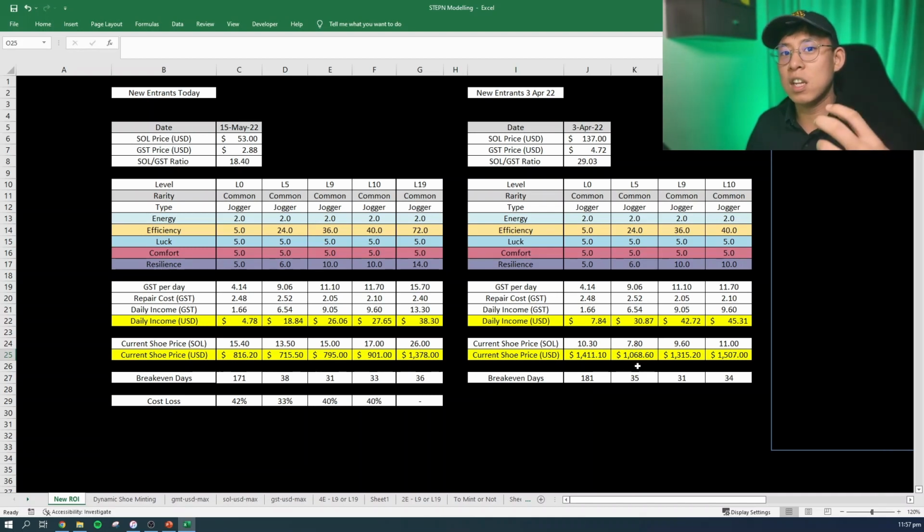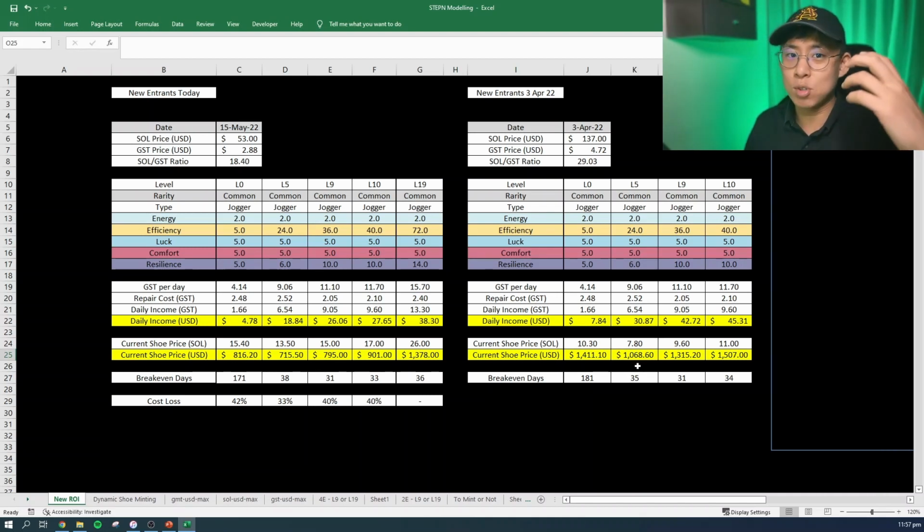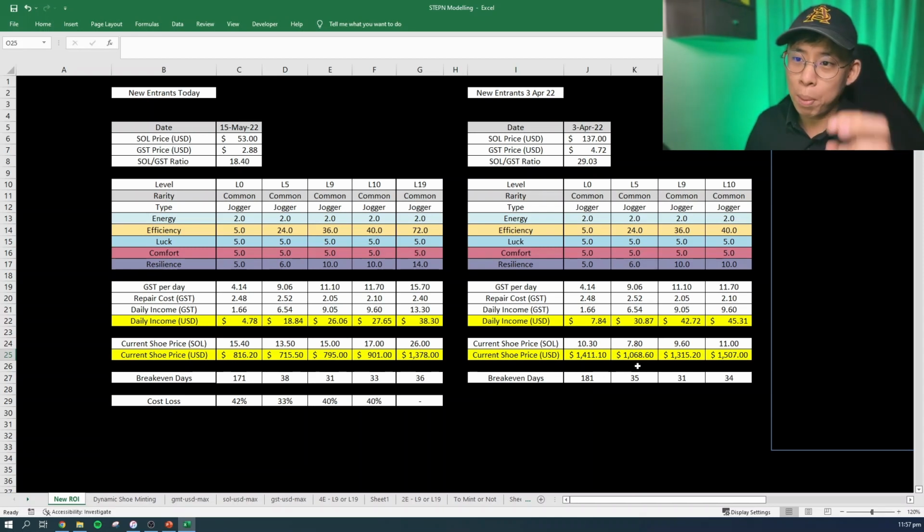I do think that it might be one of the best times to get into STEPN, because you need to pay less money to start off on STEPN and you need to pay less money to get your first sneaker, which also means that the barriers of entry to STEPN is a lot lower and many more people with less money can consider coming into STEPN.